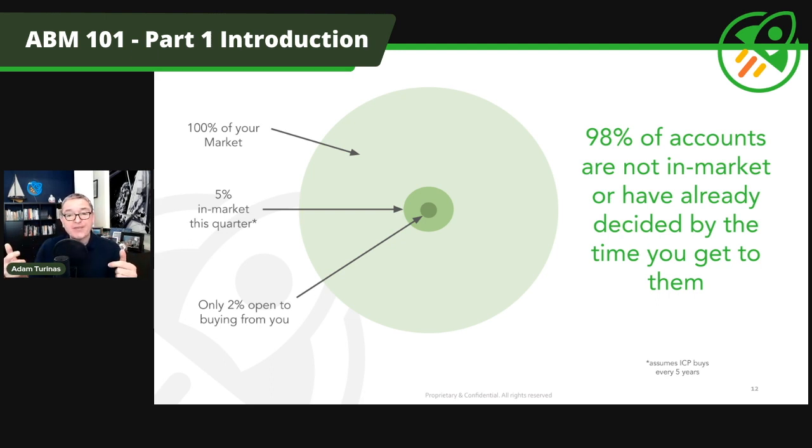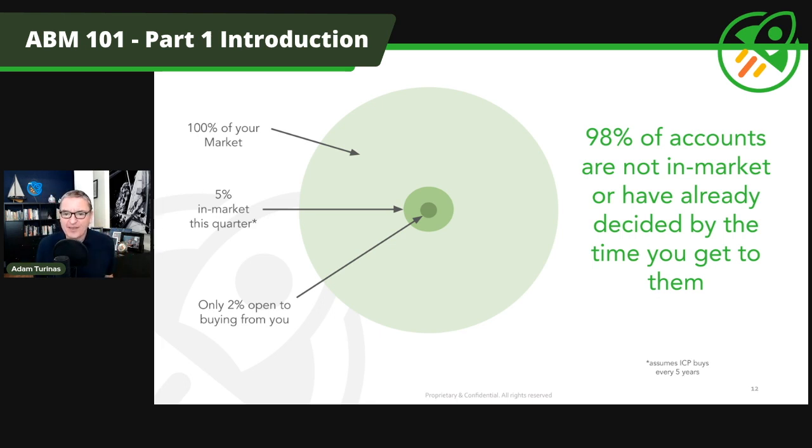So if you think about that, what that means is that if you've got a total available market, 100% of your available market, only 20% of those accounts would be in market in any given year. And in any given quarter, it's only 5%. So a quarter of 20% are in market. Now, you may have heard of this. It's called the 595 problem.